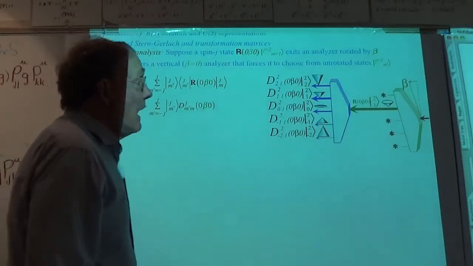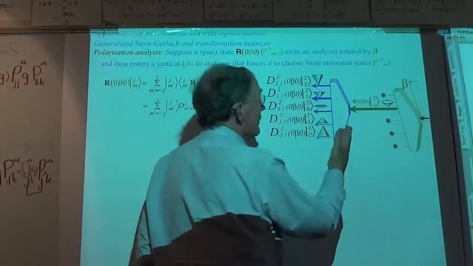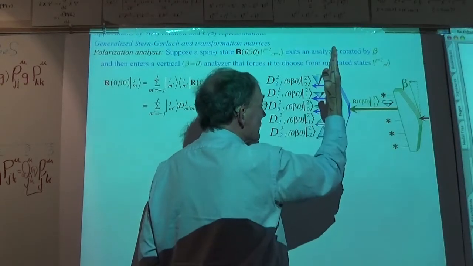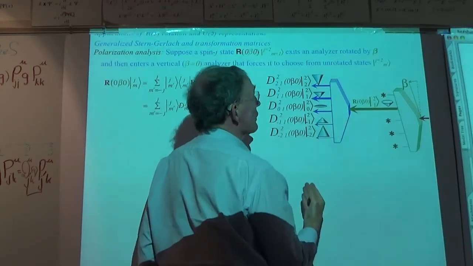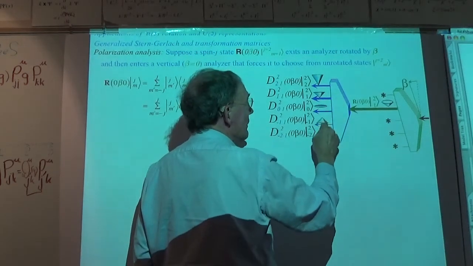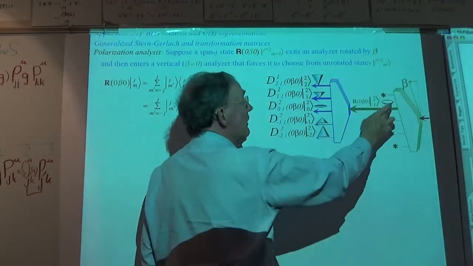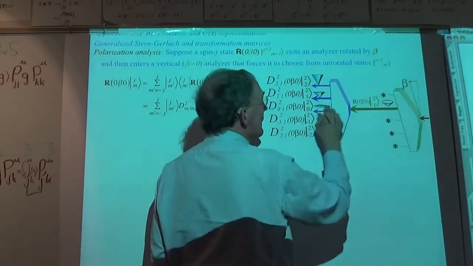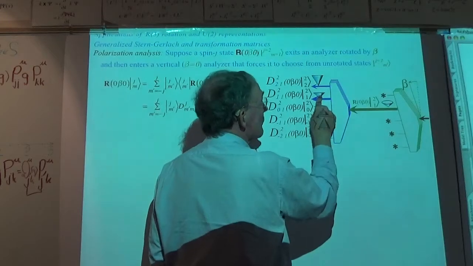Well, it gets rotated, but then if it has to go back through the original kind of analyzer that's aligned perfectly with the vertical, then each of these possible outcomes is possible from just this one. And if it's just a little angle, this would be pretty much the whole story.